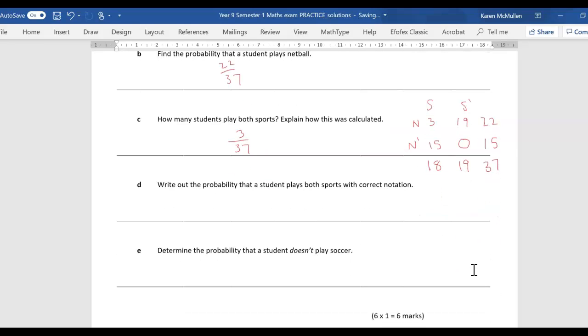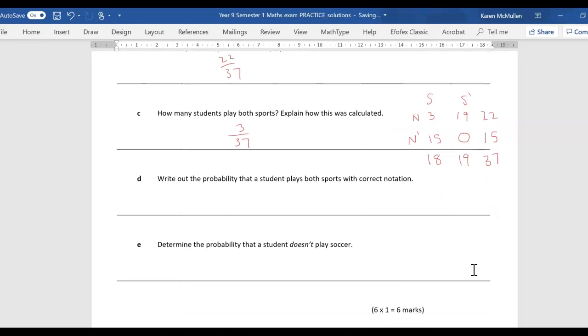All right, write out the probability that the student plays both sports with correct notation. So that's just the probability of S and N equals 3 over 37. Determine the probability that a student doesn't play soccer. So we want no soccer, which is 19 over 37.